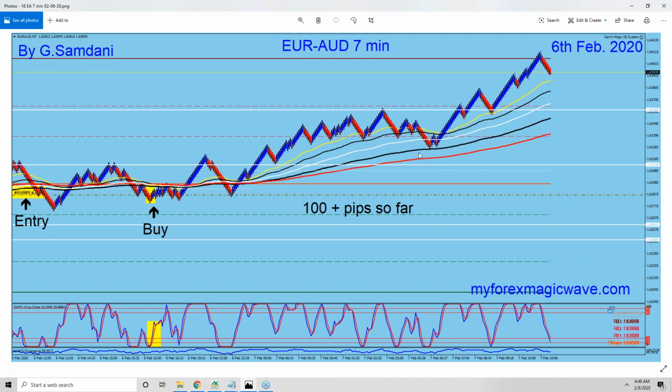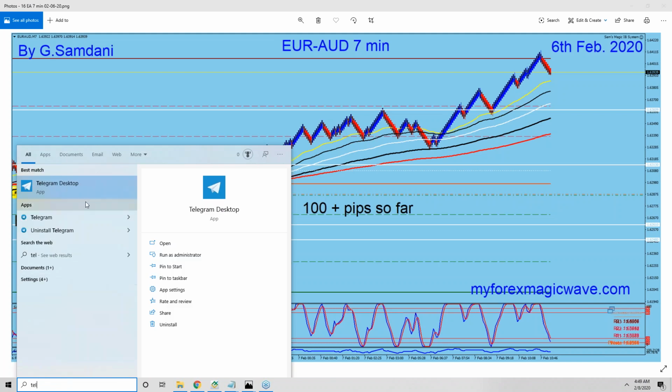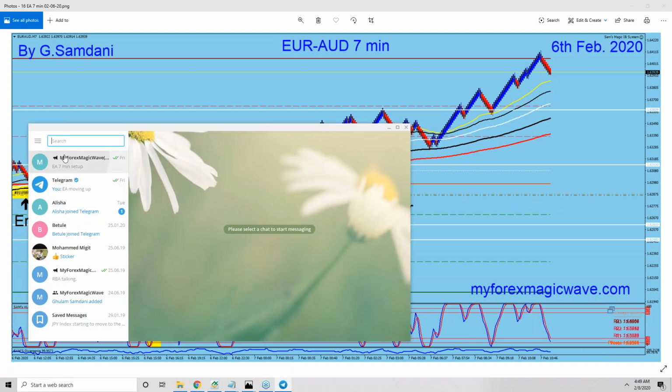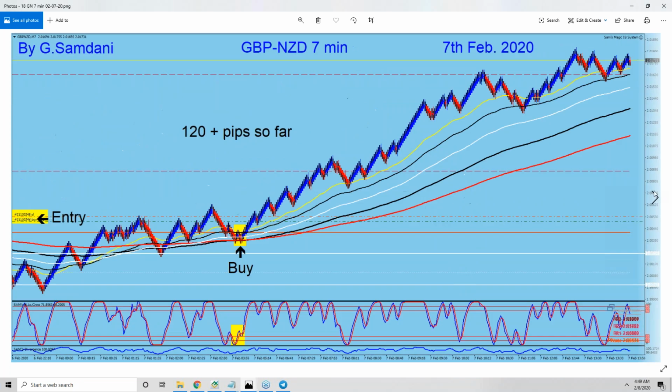I do the analysis, I give it to my subscribers, and I tell them constantly on my Telegram channel that that's what's going to happen. And here's my Telegram, right? So you see, this is how it is. And I said this is the EA 7-minute setup. This is the one I mentioned here on the Telegram, and it went up. That's the trade we have here.